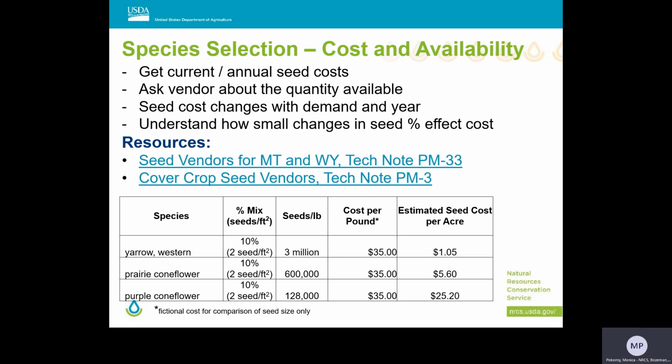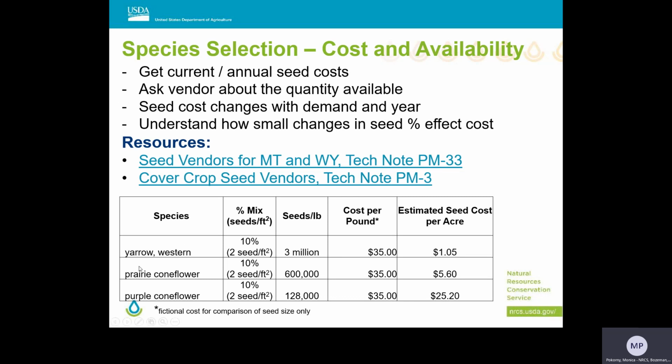So, for example, if you have a large rangeland wildfire year, your demand for species is going to go up and your price for those species is going to go up. I also want you to understand that sometimes small changes in the percentage or composition of a seed mix are going to have effects on the cost. And I want to illustrate that with this example and hope that it's a way that you can think about how you can increase diversity on a site without really increasing a lot of the seed cost overall.